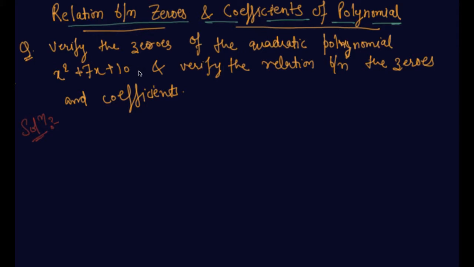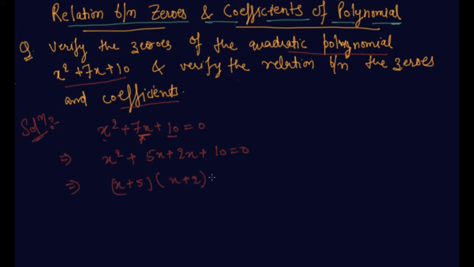So students, here is one example for you guys. Verify the relation for the zeros of the quadratic polynomial. First we have to find the zeros of the polynomial and then verify the relation between the zeros and its coefficients. As I taught you in my previous video on quadratic equations, you can split the middle term in such a way that the sum equals b and the product equals a times c. So x square plus 5x plus 2x plus 10 equals 0. So you can directly write x plus 5 and x plus 2. I have skipped one step, I hope you can do it now. x equals minus 5 and x equals minus 2 are the two zeros of this polynomial.